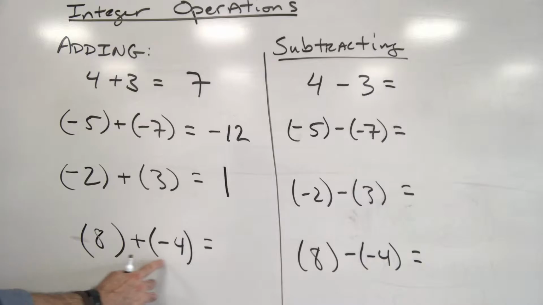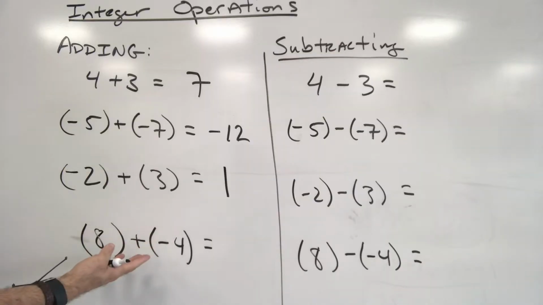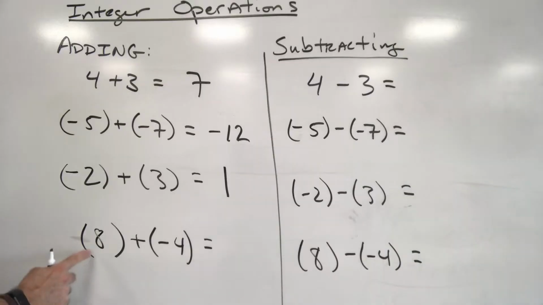So the answer here is positive 1. Here I have 8 plus negative 4. Since the signs are different, I'm going to subtract them, and I do 8 minus 4. And I keep the sign of the larger absolute value. The larger number is positive 8, so my answer here is positive 4.